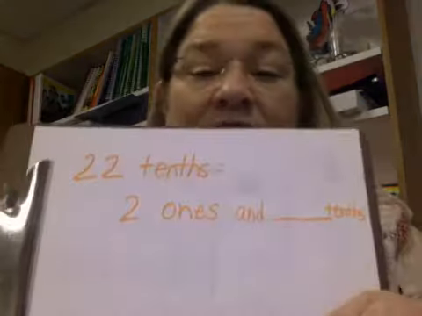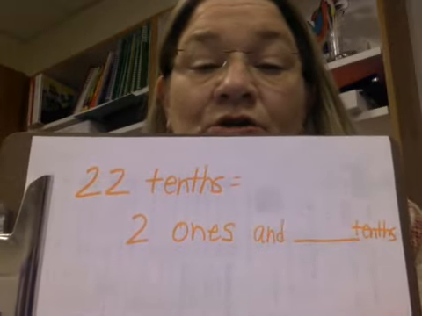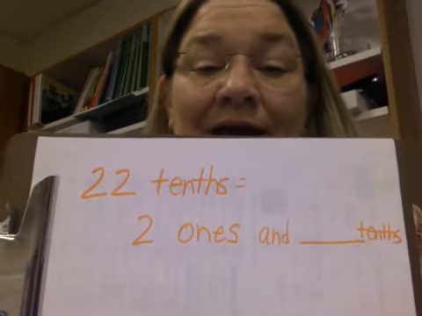Now we have one that looks like this. Okay. 22/10 equals 2 ones and 2/10.